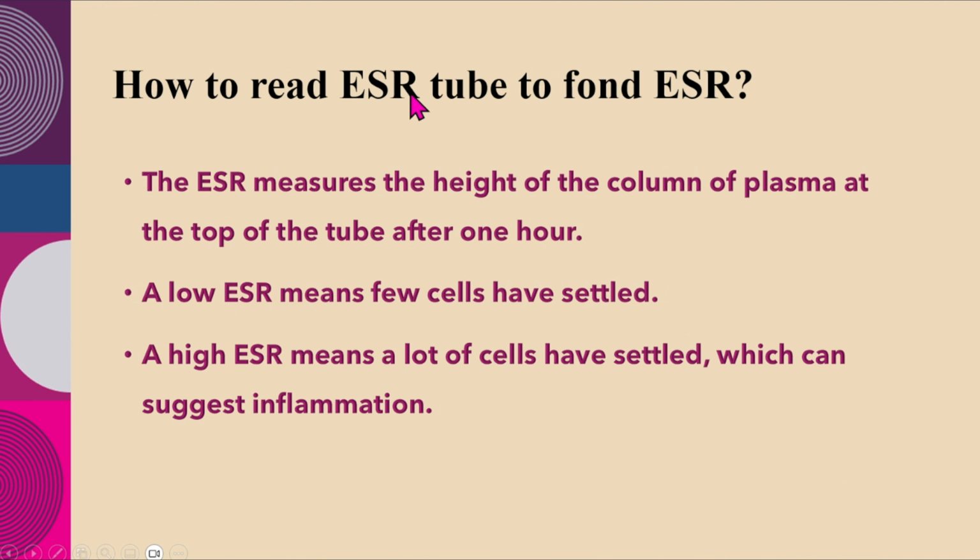How to read the ESR tube to find the value of ESR? The ESR measures the height of the column of plasma at the top of the tube after 1 hour. A low ESR means few cells have settled down. A high ESR means a lot of cells have settled down, which can suggest inflammation.